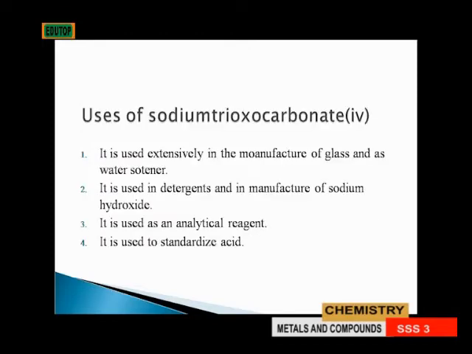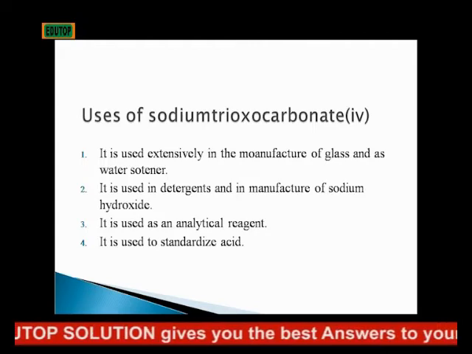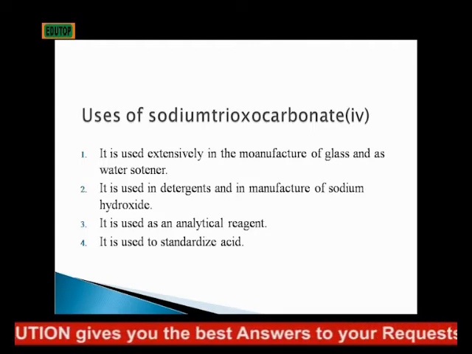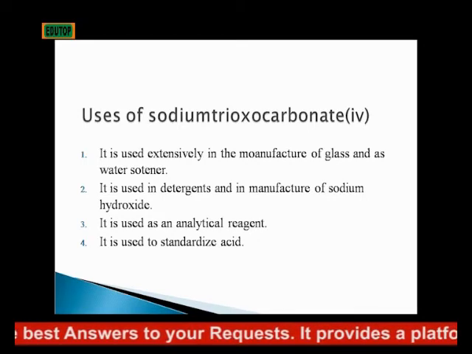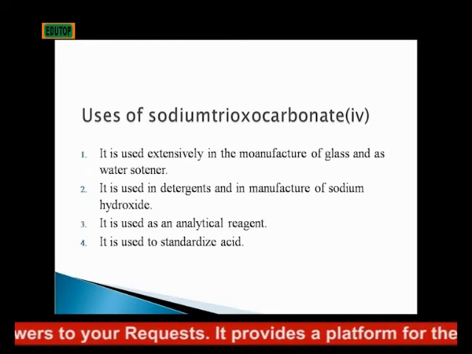sodium hydrogen trioxocarbonate 4 are white crystalline solids. Uses of sodium trioxocarbonate 4. 1. It is used extensively in the manufacture of glass and as water softener to soften water. 2. It is used in detergents and in manufacture of sodium hydroxide. 3. It is used as an analytical reagent. It is used to perform analysis in the laboratory. 4. It is used to standardize acid.